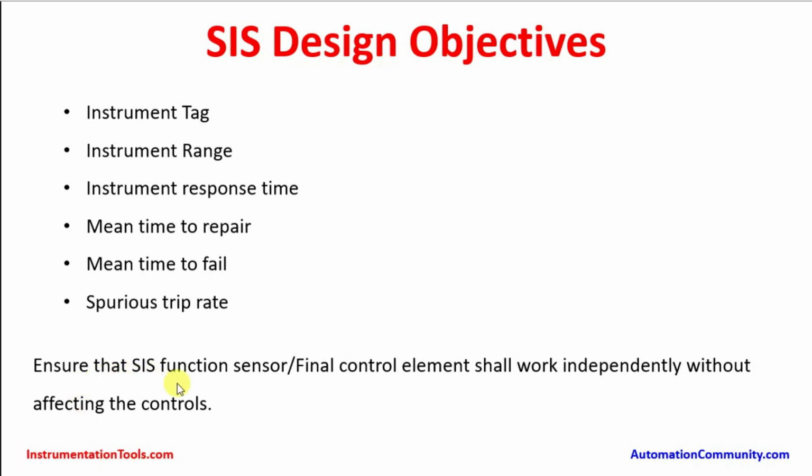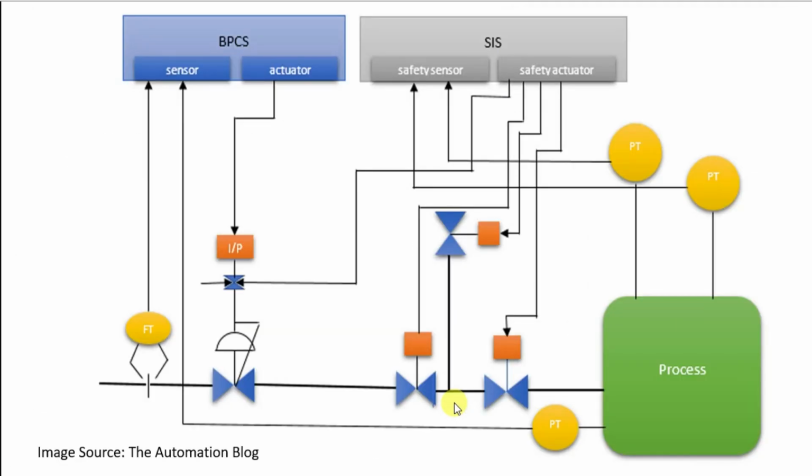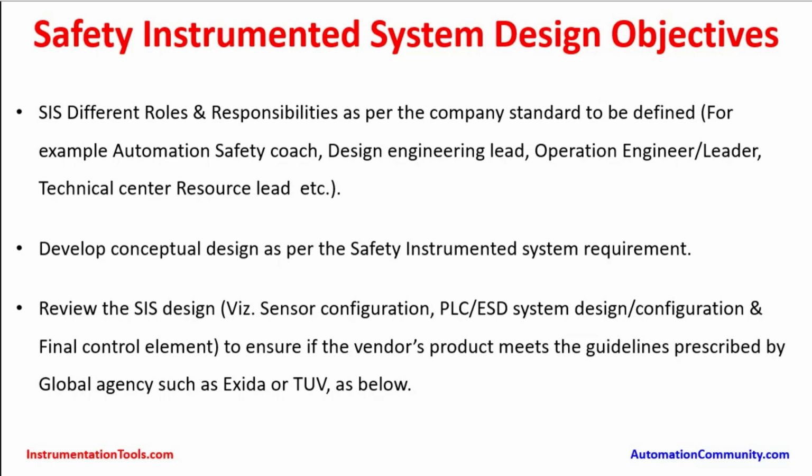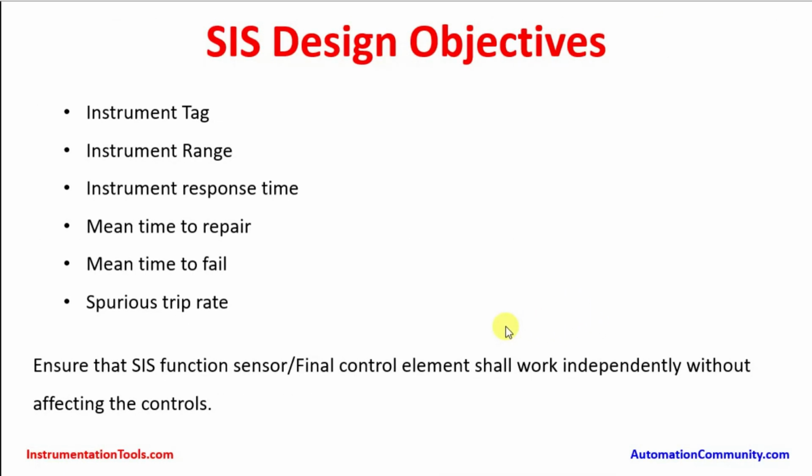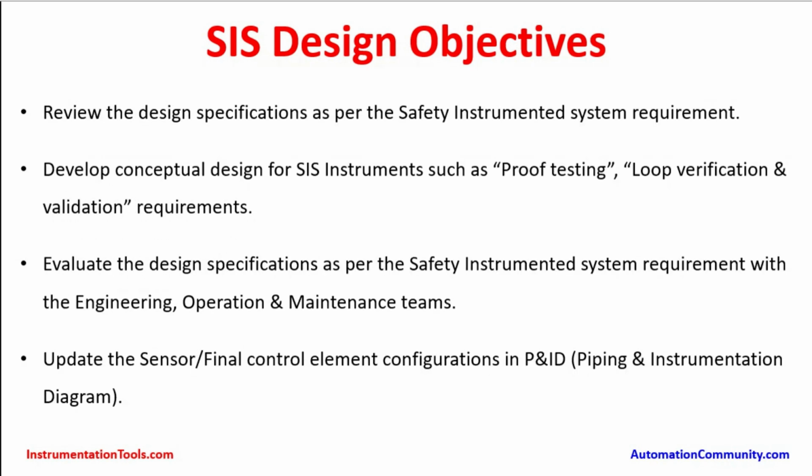Temperature sensor, flow sensor, everything will have a different set of readings based on their internal calculations and the product type. Okay, ensure that the SIS function, sensor and final control element, shall work independently without affecting the controls. Earlier we saw there are two different layers. One is the control layer, which has a separate sensor and separate control valve, and the safety instrumented system has a different set of pressure transmitters and final elements. So what is mentioned here is that each sensor and other element needs to work separately without affecting the control part.